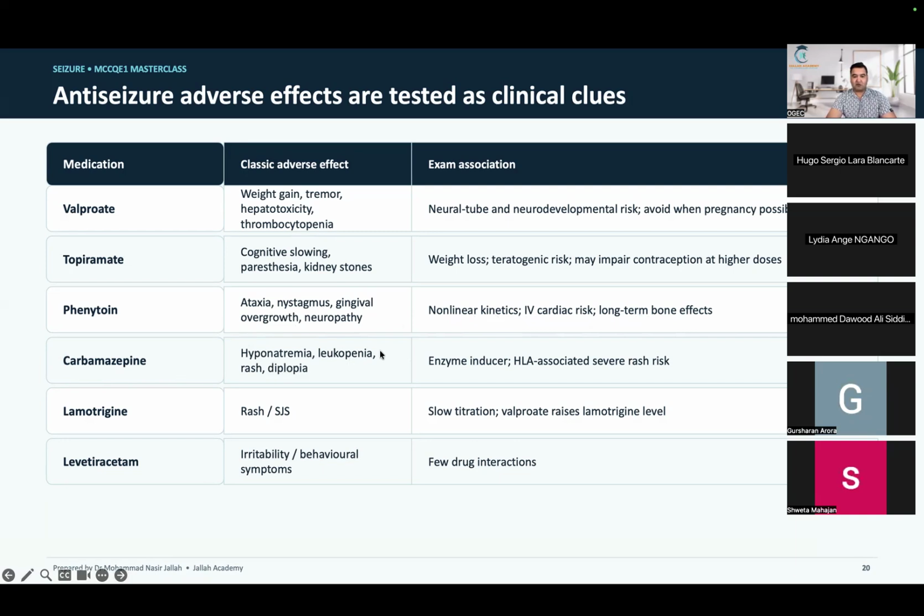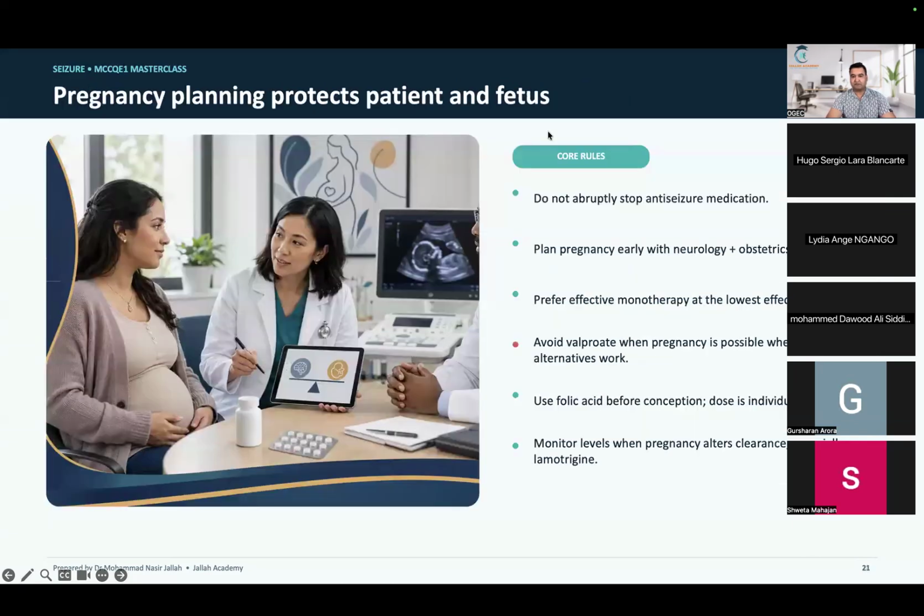Carbamazepine: hyponatremia, leukopenia, rash, diplopia. Among all of them, they love to test you on hyponatremia. Okay. Lamotrigine: rash and SJS, Stevens-Johnson syndrome. Slow titration; valproate raises lamotrigine level. Levetiracetam: irritability, behavioral symptoms, few drug interactions.